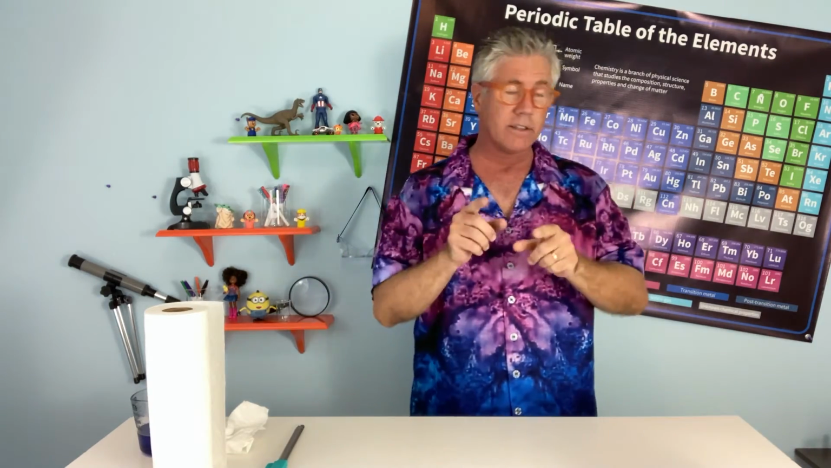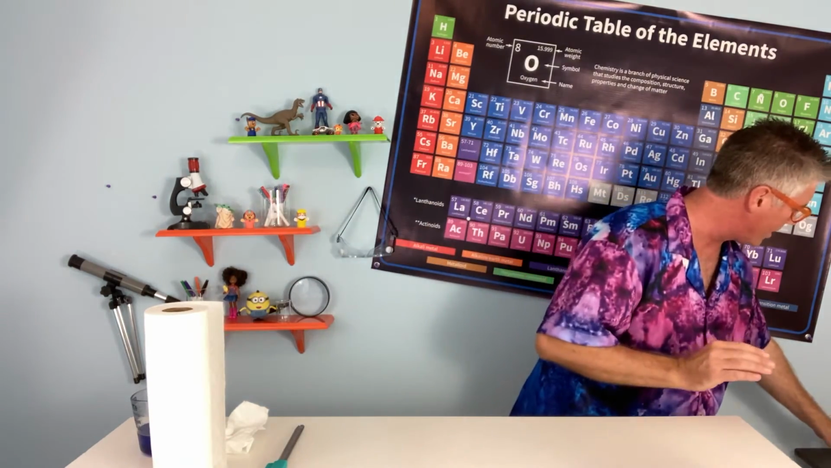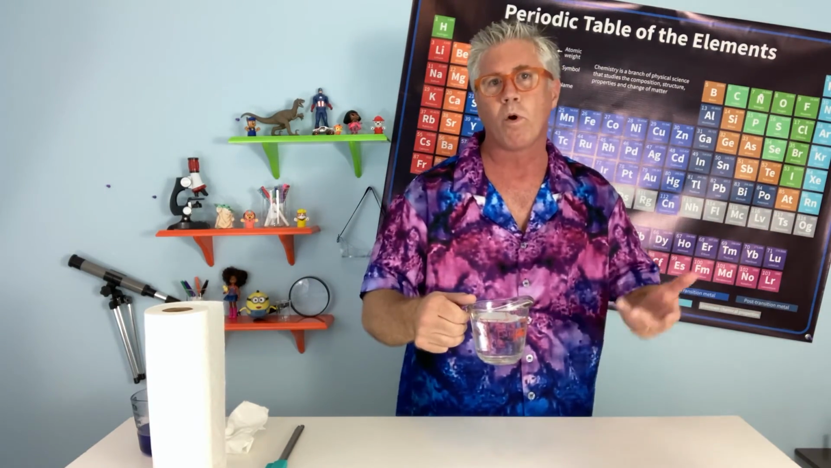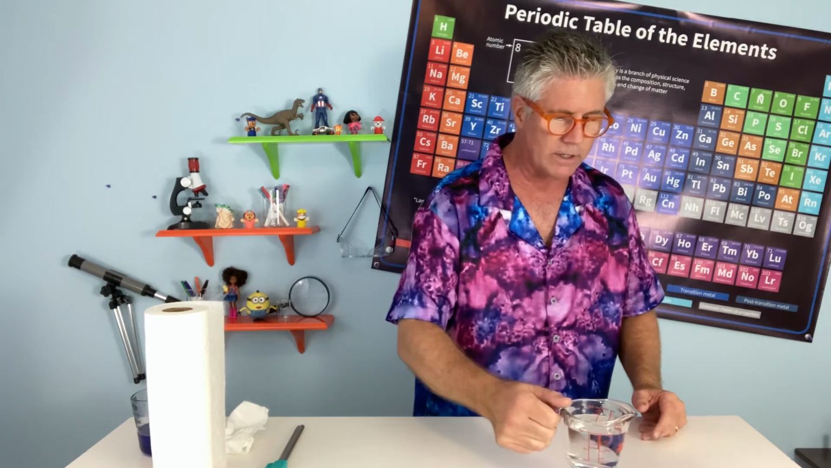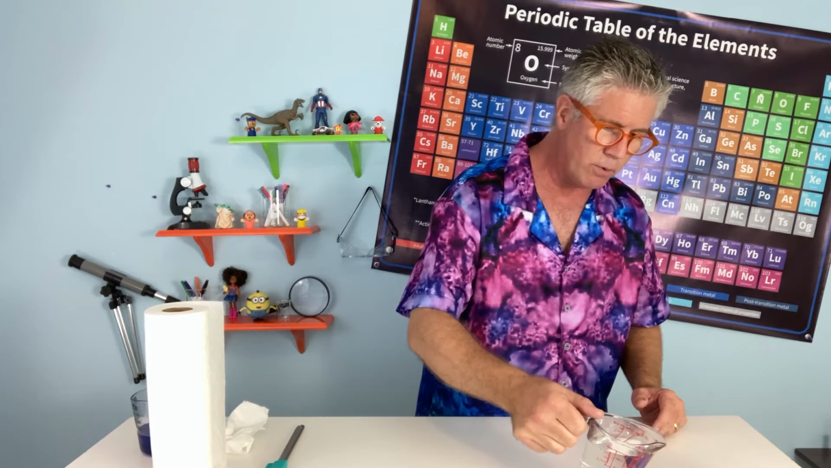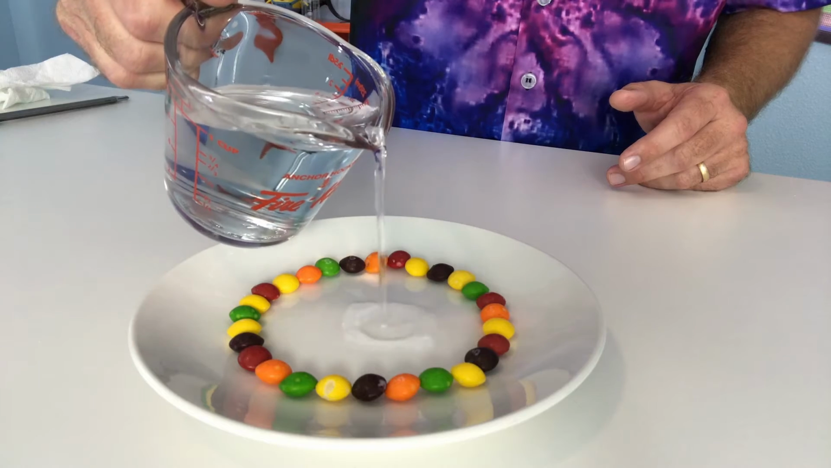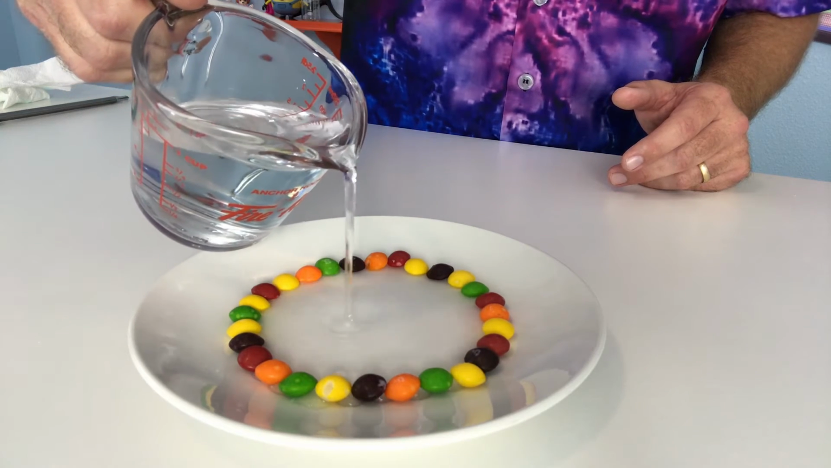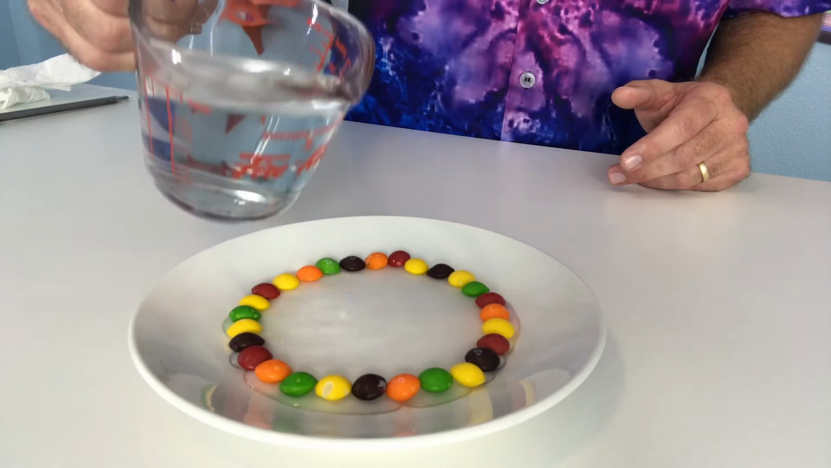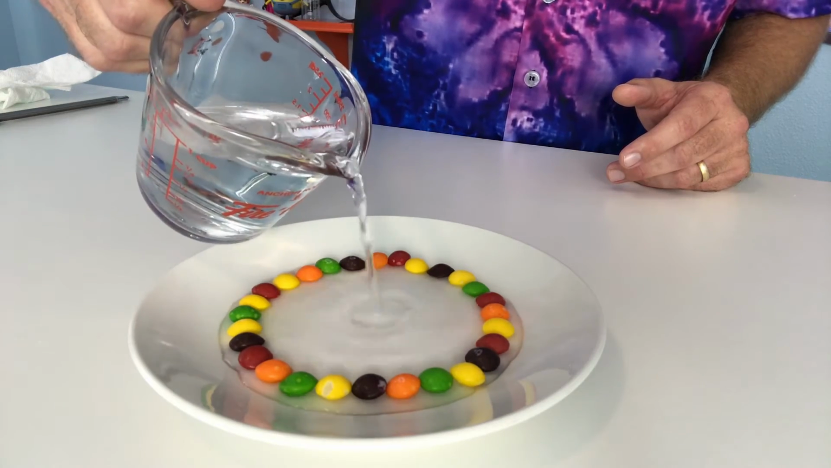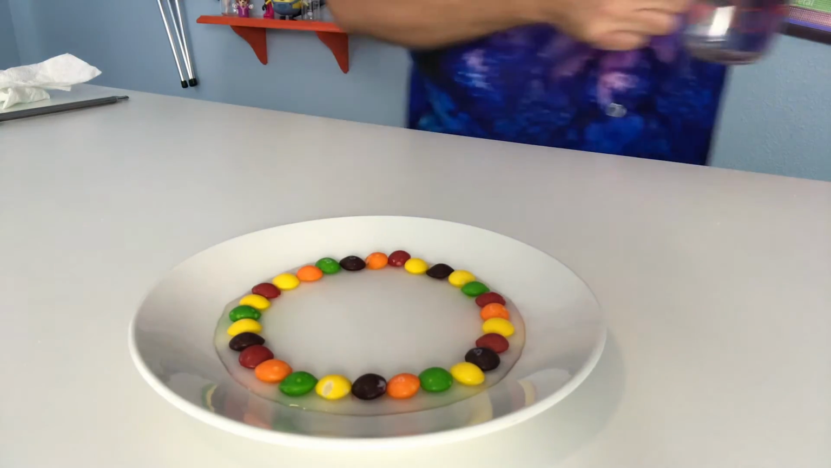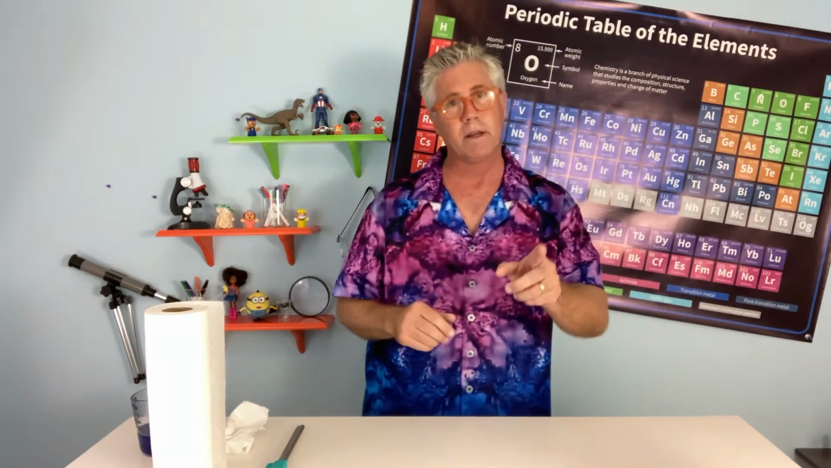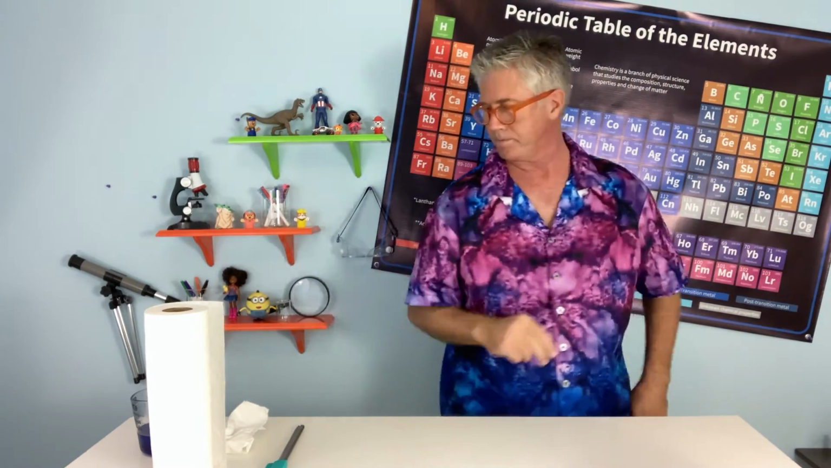All right, check this out. So, we have the Skittles there. Now what I'm gonna do is just take, this is just regular old water. It's a little warm, I got some warm water. But watch this. I'm going to gently pour the water into the plate of Skittles. And let's see here what happens. Okay, here we go.